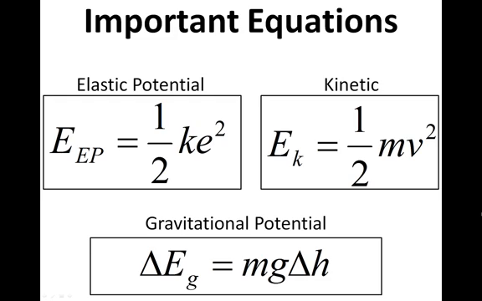And finally we have gravitational potential, where delta Eg, which is the change in gravitational potential, is equal to mg delta h, where m is the mass of the object, g is the gravitational field strength, which on Earth is 9.8 newtons per kilogram, and delta h is the change in height.